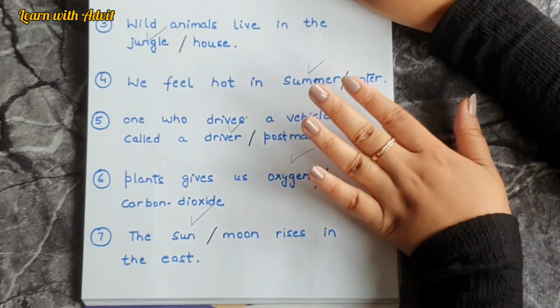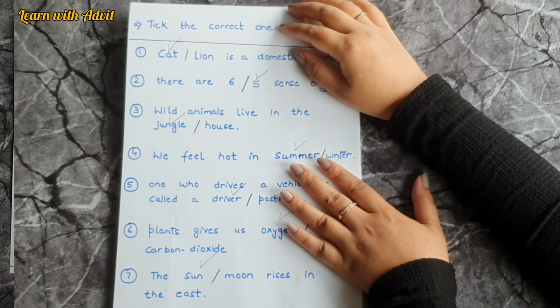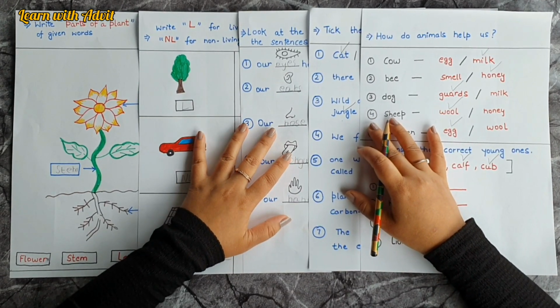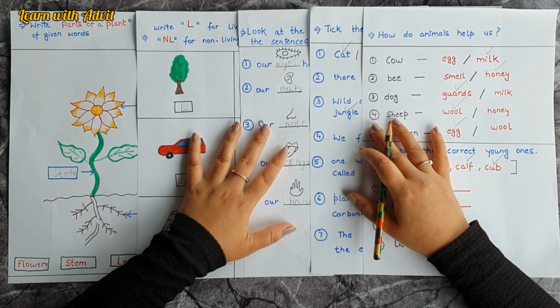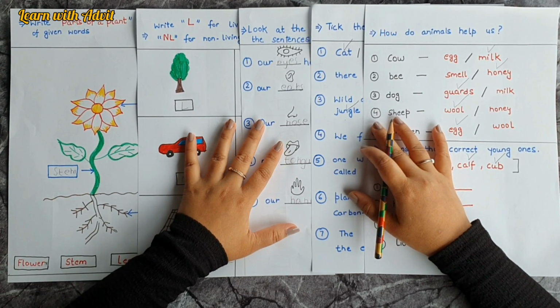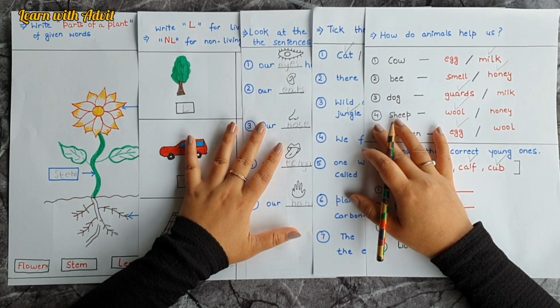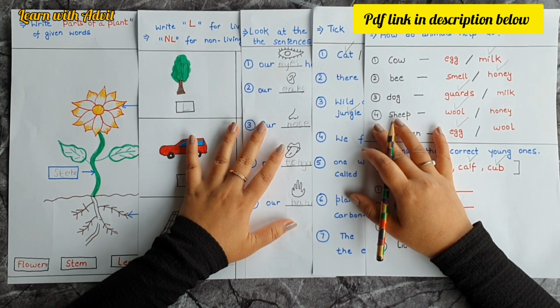Very good. Did you enjoy doing all these worksheets? Yeah, I liked it. Thank you, Mama. Very good. I hope you like this worksheet. These worksheets are really good to learn about living things and non-living things, parts of the plant, sense organs, and animals.